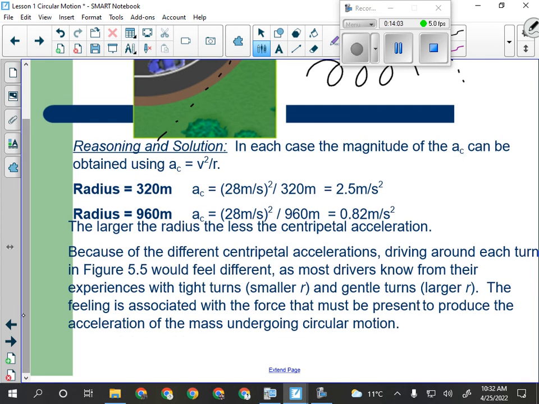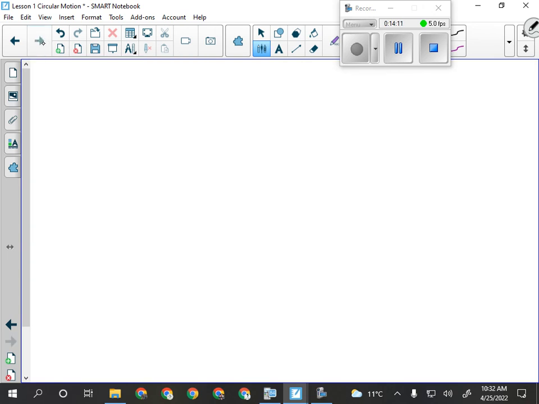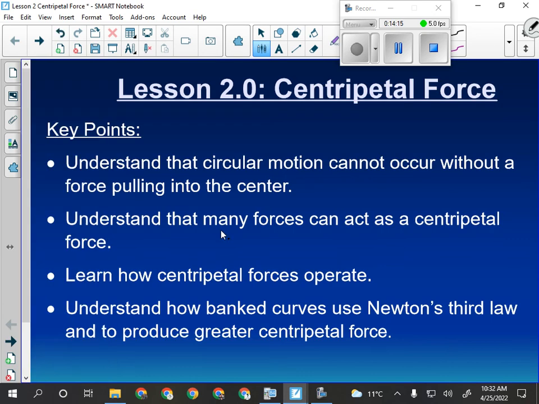All right, does that make sense to everybody? Those are just the principles of circular motion, so we're going to skip that step. There you go. And we're going to go to centripetal force.